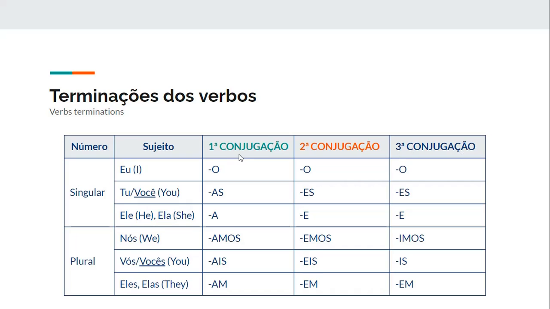So here, for one subject, we have three different terminations, and it's according to the classification of the verb. So if it's from the ir, ar, or er group, and then it has a column related to it. And I mean, you don't really need to memorize this part, because you can always consult this table to conjugate a verb. And let me explain this better after.